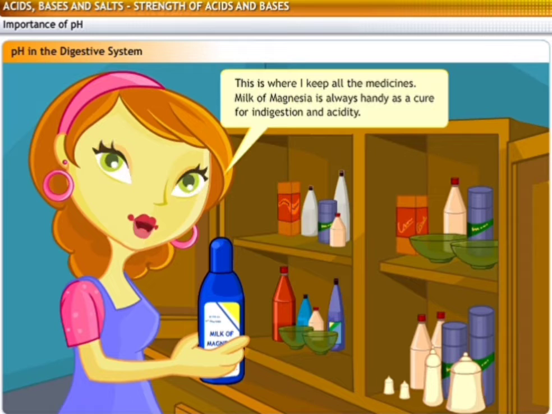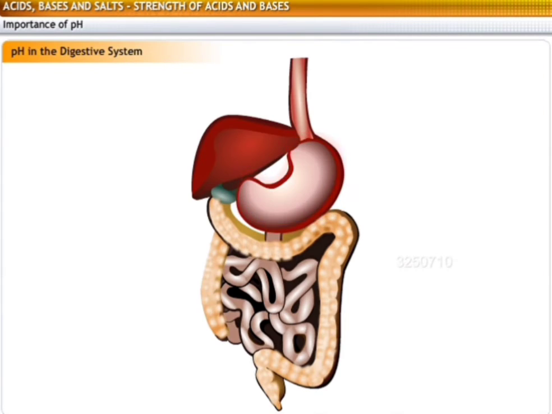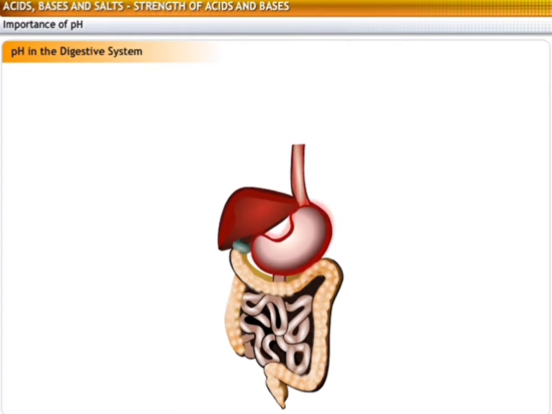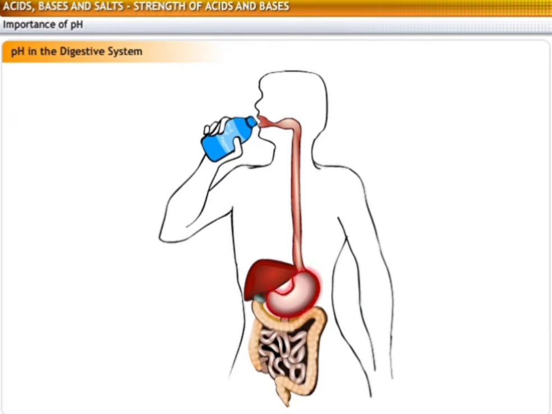This is where I keep all the medicines. Milk of magnesia is always handy as a cure for indigestion and acidity. The stomach produces gastric juices which contain hydrochloric acid, enzymes, and salts. These gastric juices help us digest food. Sometimes, when you eat too much or eat the wrong kind of food, an excess of acid collects in the stomach and causes indigestion. Antacids like milk of magnesia are mild bases that neutralize the acids in the stomach and aid digestion.